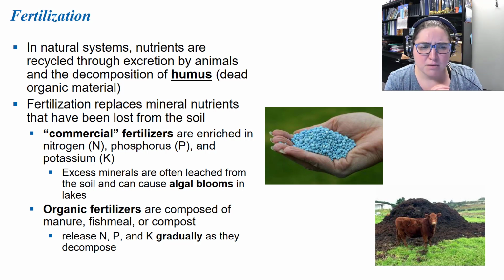Organic fertilizers can be composed of things like manure, fish meal, or compost, and they're going to release nutrients more gradually as they decompose.